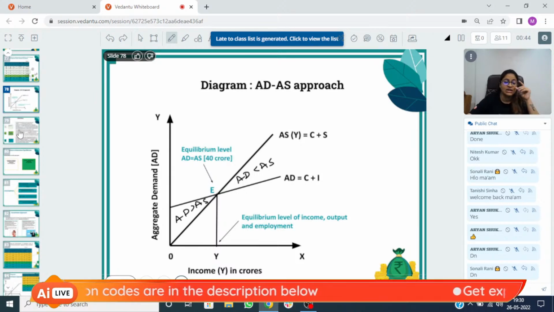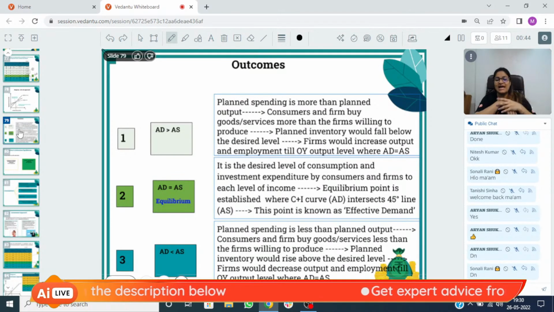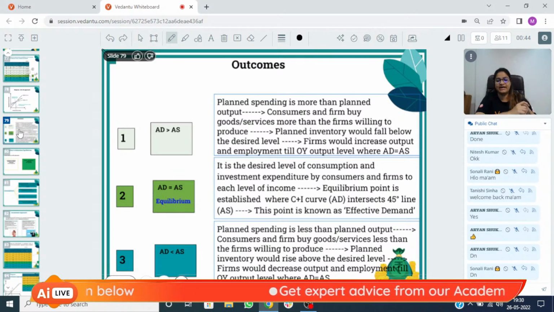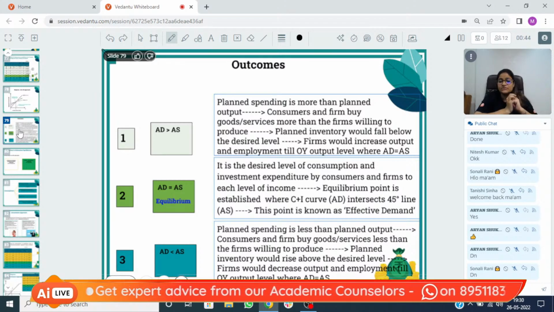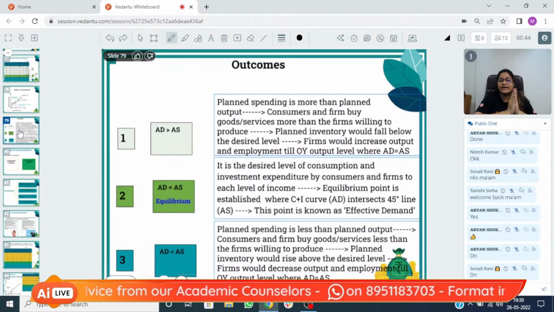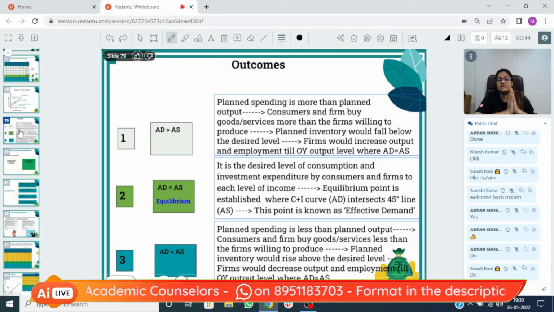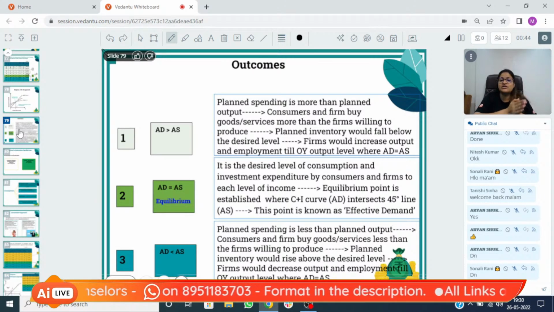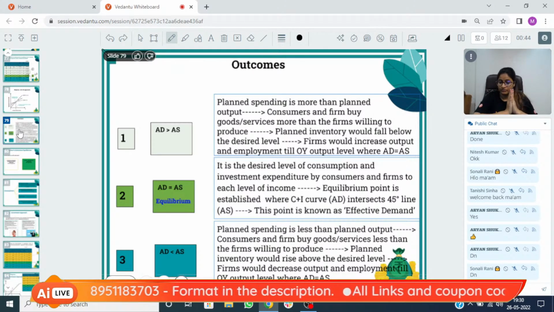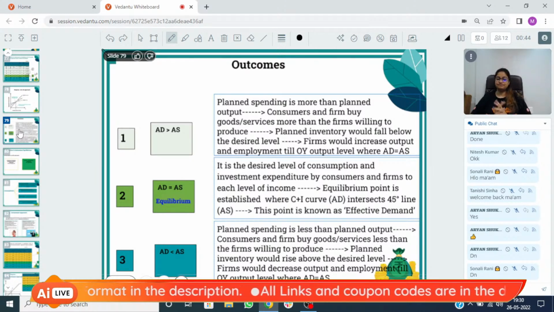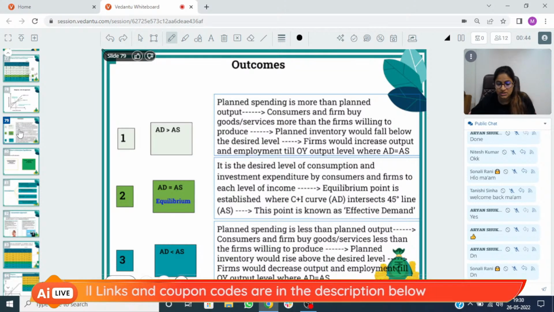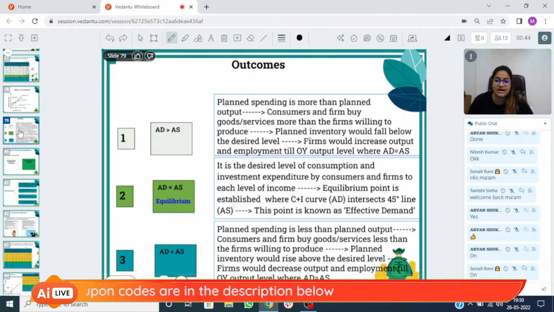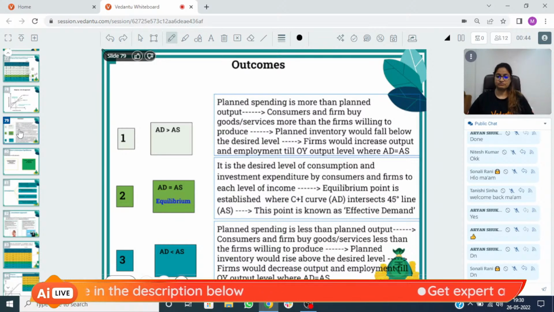Okay, done. Let's move forward. So what are the 3 phases? Aggregate demand is greater than aggregate supply, so planned spending is more than the planned output. Consumers and firms buy goods and services more than the firms are willing to produce. So planned inventory will fall short, will be below the desired level, and firms will have to increase the output and employment.